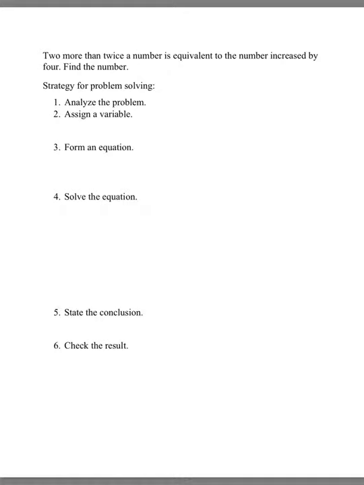When analyzing the problem, the first thing you want to do is identify what it is you're asked to find. In this case, we want to find the number. So we'll go ahead and assign a variable, that is, we'll do step 2 right away. In which case we're going to use the variable x, and x is simply going to represent the number. So we'll have x equals the number.